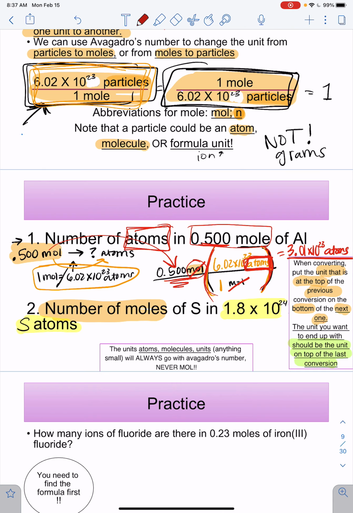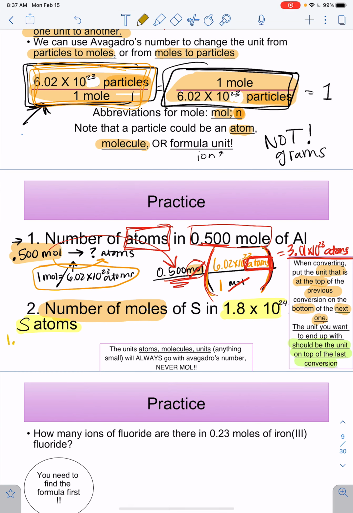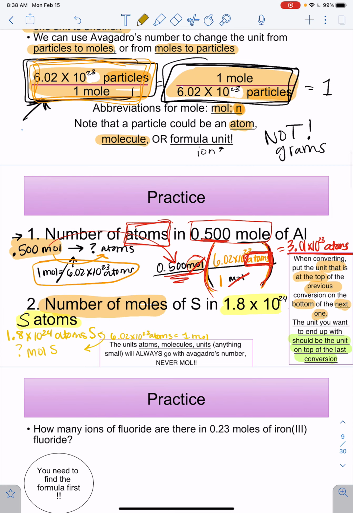So again, I'm just going to write that down so that I don't forget what I'm trying to do. I have 1.8 times 10 to the 24th atoms of sulfur. I want to know how many moles of sulfur I will get. So what conversion factor can go between atoms and moles? That's 6.02 times 10 to the 23rd atoms equals what? 1 mole. So I'm going to use that conversion factor as a fraction. So let me give myself more space.